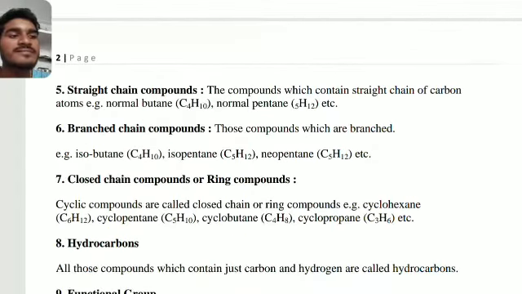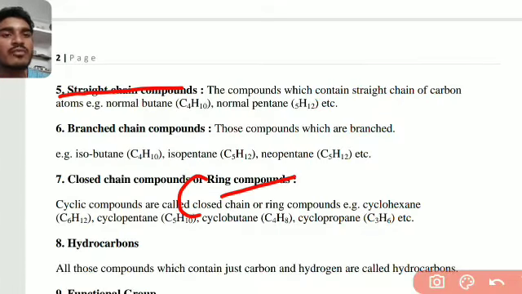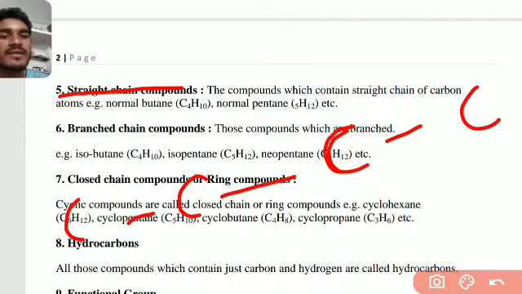Now we'll see straight chain compounds, branched chain compounds, closed chain compounds and ring chain compounds. Right? Now we'll see the straight chain compounds. Carbon can form a straight chain. For example, ethane, pentane, or butane. Here there is no place, but we'll take butane. So why we call it butane? We'll talk about it on the next page. Okay.